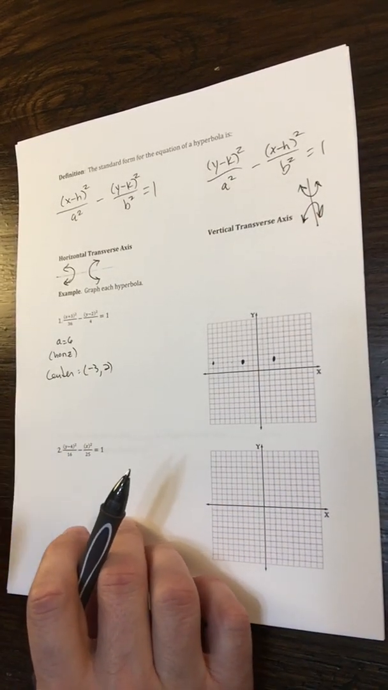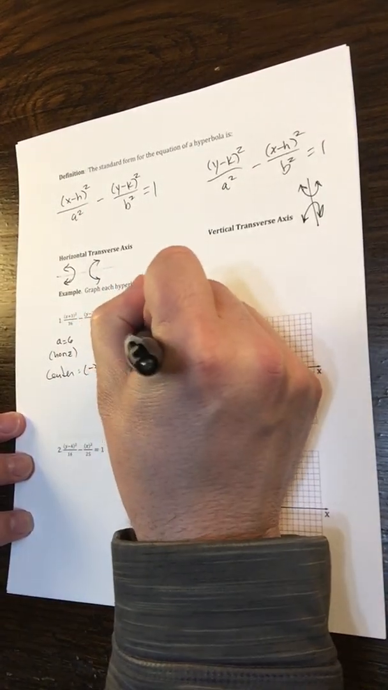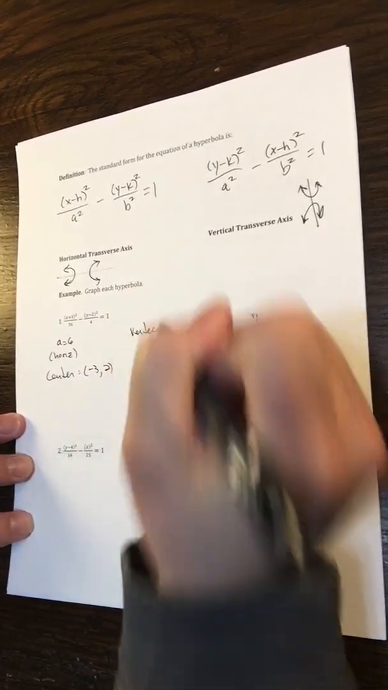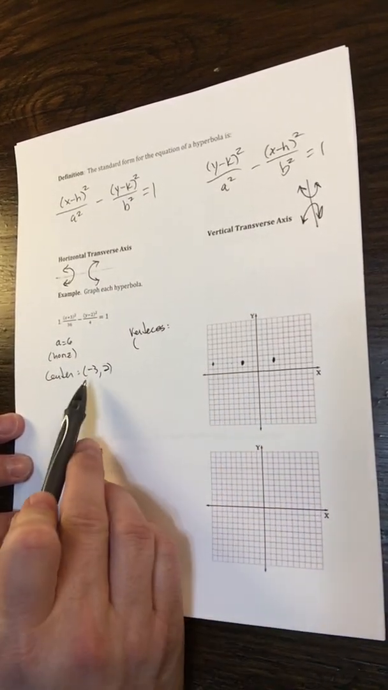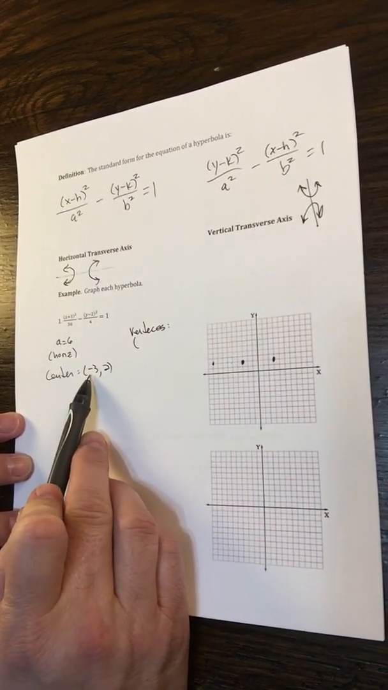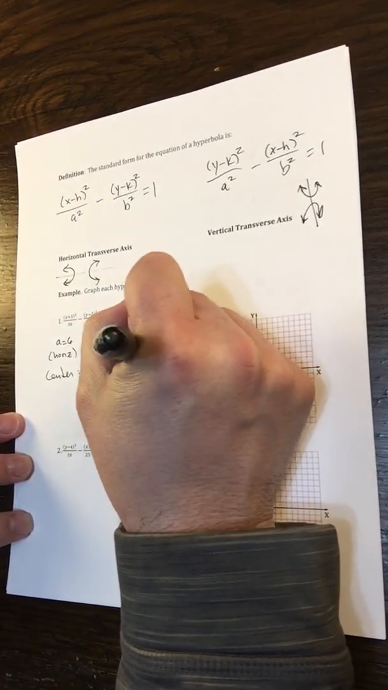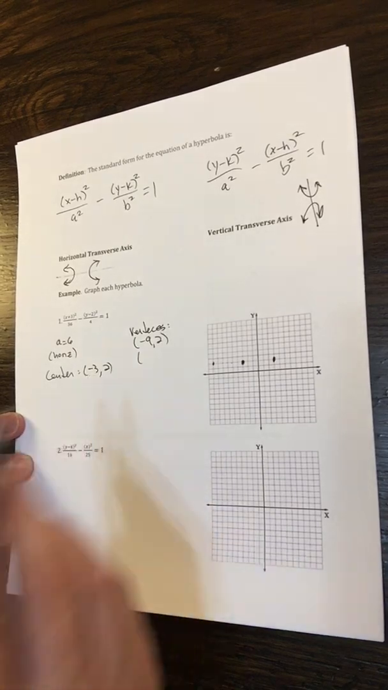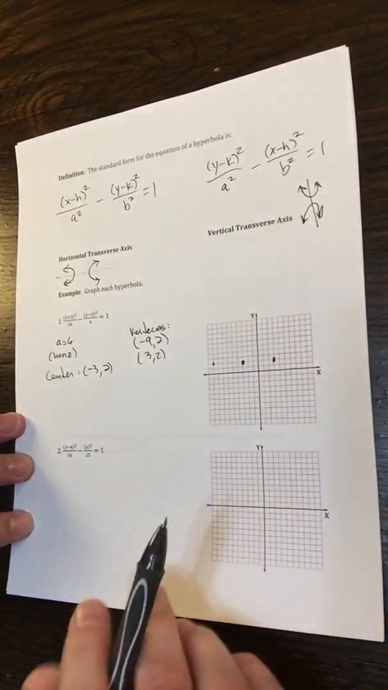Now, if I'm a real math person, I'm going to actually say what those vertices are. So we'll go down here, and I'll put vertices. All right. I went from this center, and I added 6 and subtracted 6 from the x value. So if I subtract 6, I'm going to get (−9, 2). And if I add 6, I'm going to get (3, 2). There's my (3, 2), and there's my (−9, 2).